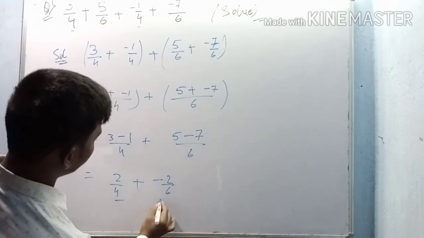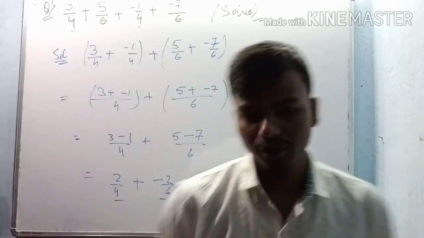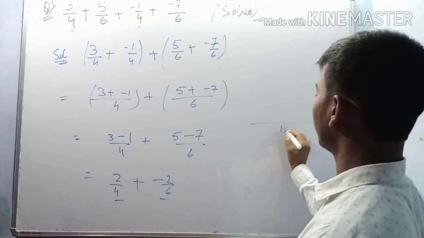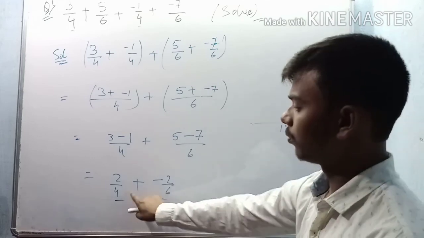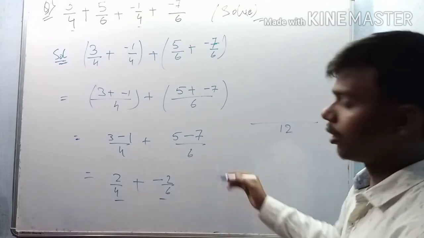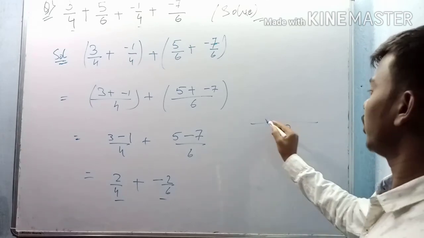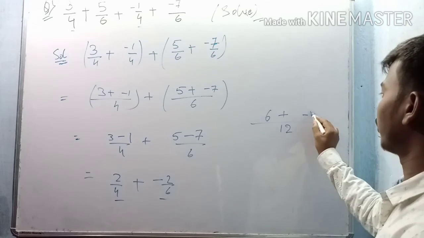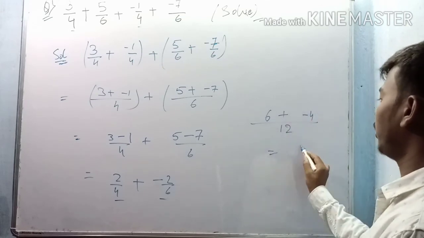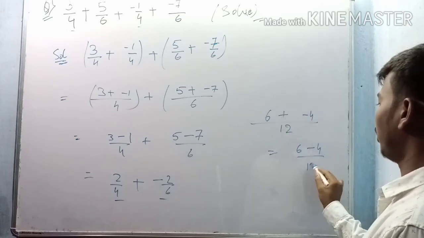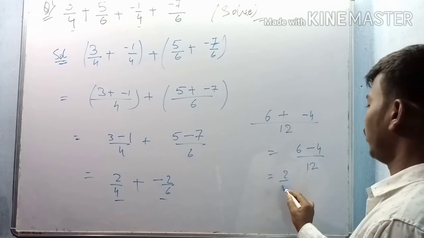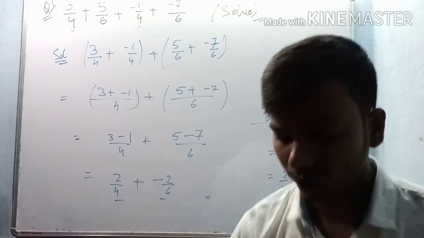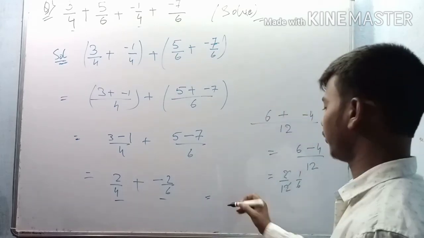So we will take the LCM of 4 and 6. The LCM of 4 and 6 will be 12. So 4 3s are 12, so 3 2s are 6, plus 6 2s are 12, so 2 2s are 4. Plus minus minus, so 6 minus 4 by 12, that is 2 by 12, that is 1 by 6. So your answer will be 1 by 6.